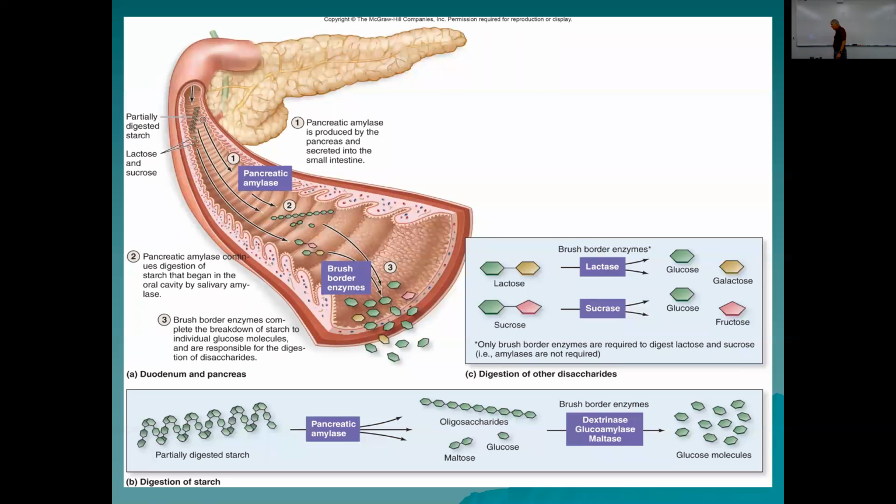There's a figure right out of the book that talks about pancreatic amylase, the brush border enzymes, lactase and sucrase, and pancreatic amylase breaking starch into oligosaccharides, glucose, maltase, and then those other brush border enzymes converting them to monosaccharides. And remember, that's how we absorb it.